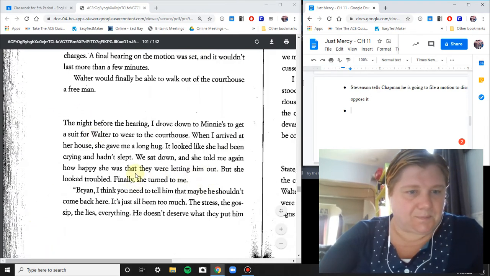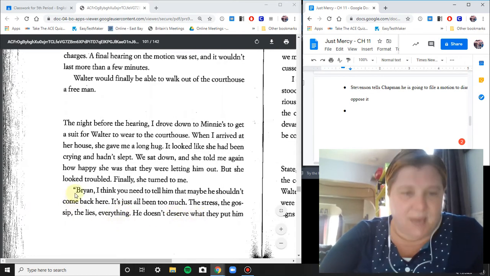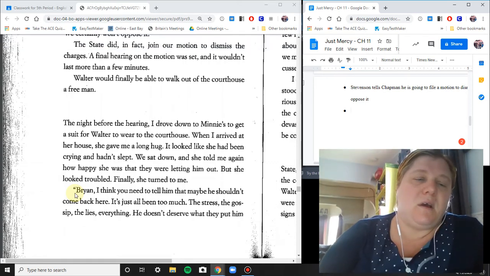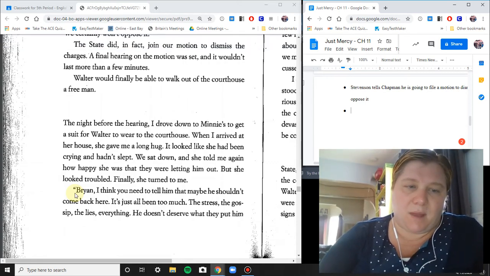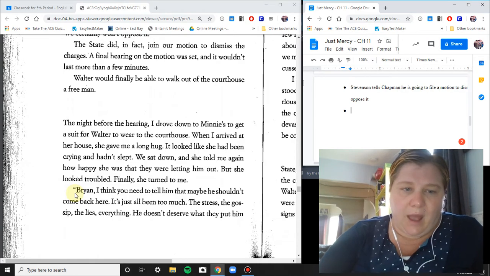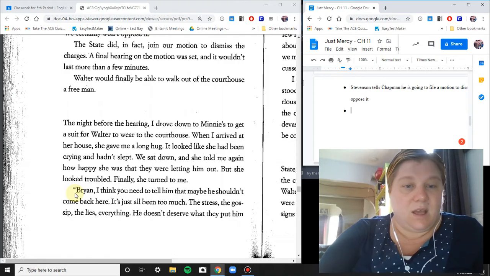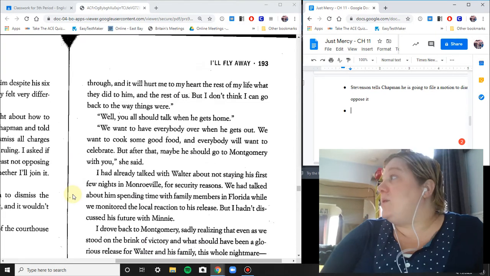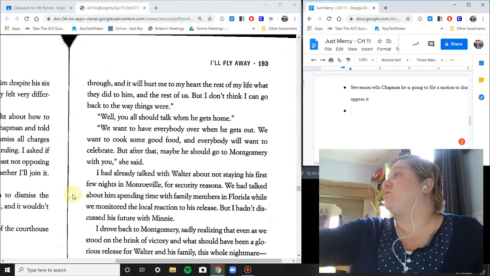All right. So, Stevenson is at Minnie's house. This is Minnie talking to Stevenson. So, Walter's wife talking to Stevenson. Brian, I think you need to tell him that maybe he shouldn't come back here. It's just all been too much. The stress, the gossip, the lies. Everything. He doesn't deserve what they put him through.